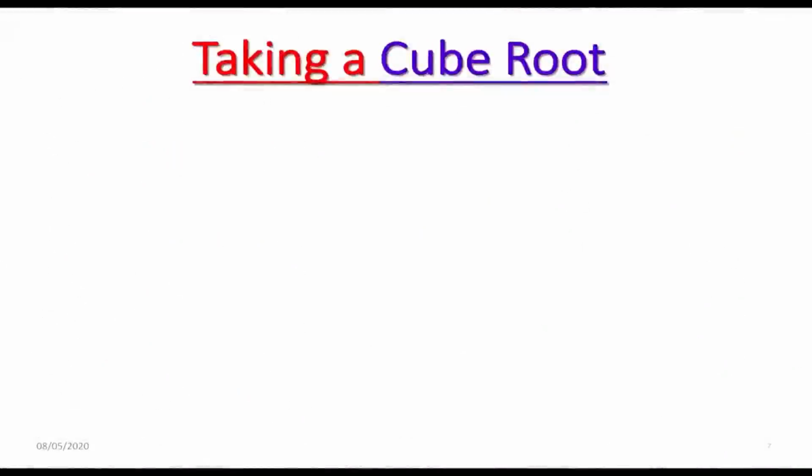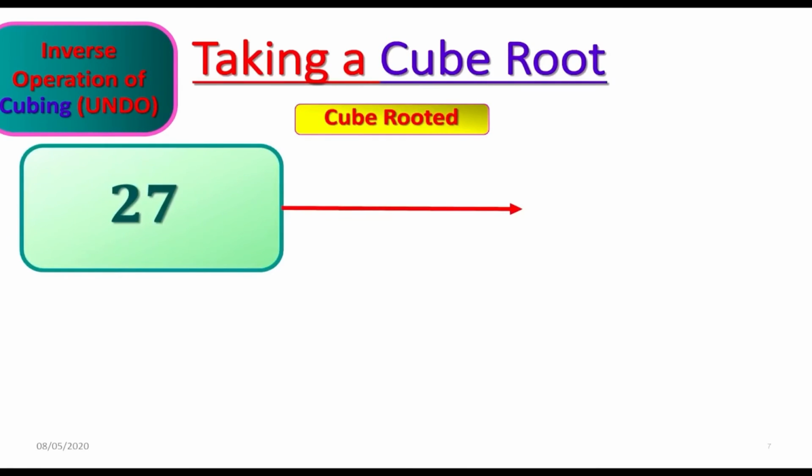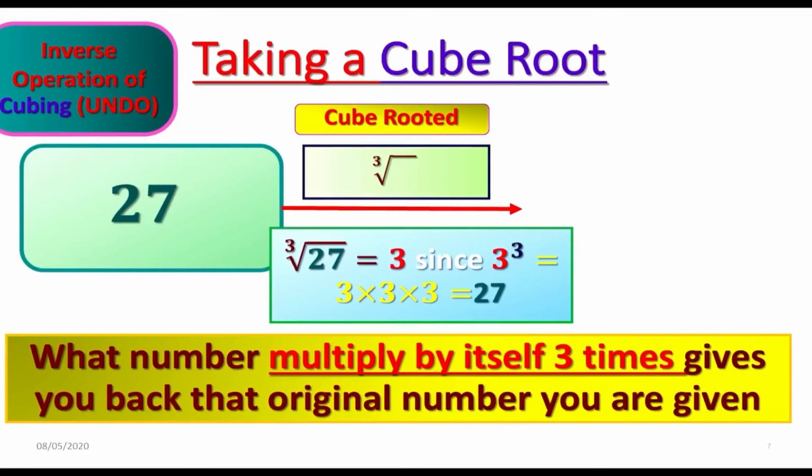Similarly, we can introduce the cube root operation, the inverse, the reverse operation of cubing. Basically, they both undo each other. Say we have 27. Cube root means we need to find a number that multiplied by itself 3 times gives us this original 27. And since, as mentioned before, 3 cubed equals 27, 3 times 3 times 3, the cube root of 27 is just this number 3.